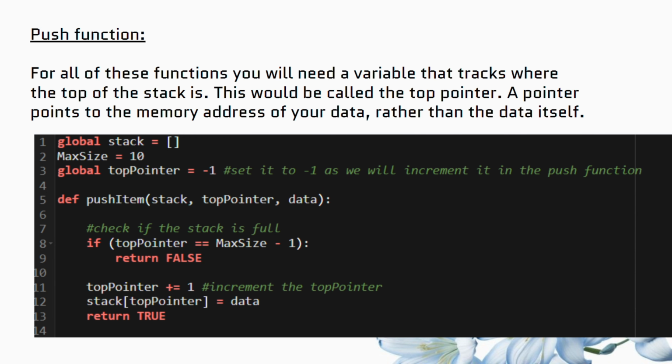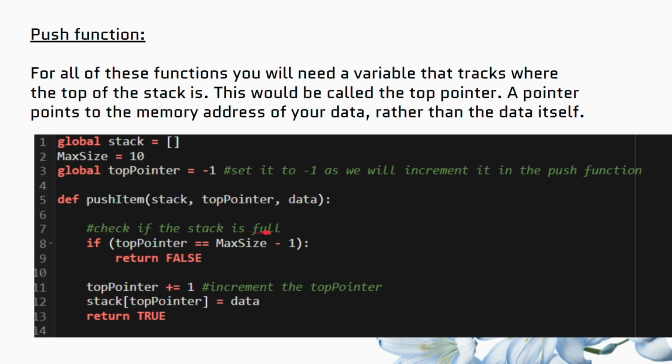But anyways, let's actually look at our function. So we pass in stack, we pass in top pointer, we pass in data. We don't actually have to pass in stack and top pointer because we set them to be global variables. But we're going to go over global and local variables later on, so don't really worry about this right now. This is just pseudocode nonsense.